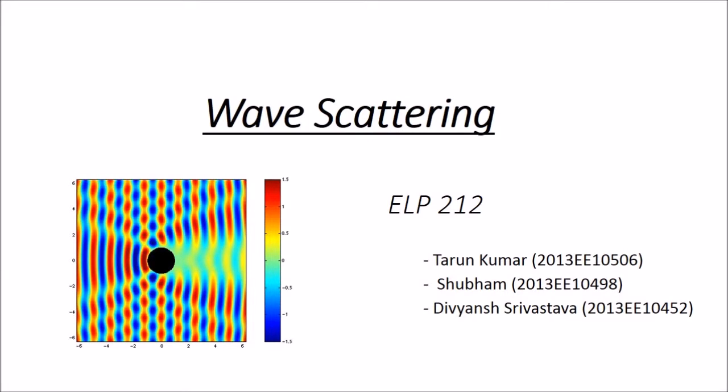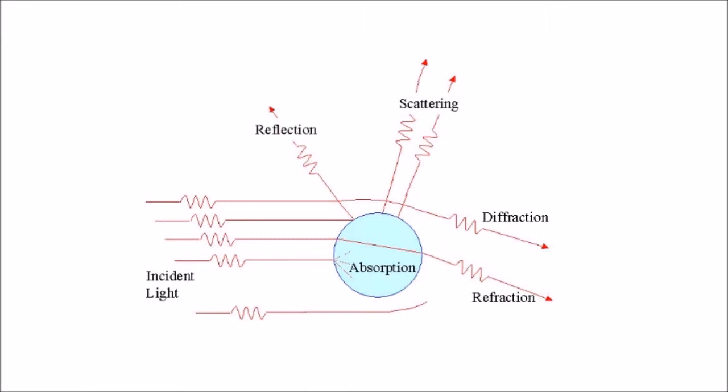The aim of this video is to understand the process of wave scattering. Scattering is a general physical process where some form of radiation, such as light, sound, or moving particles, is forced to deviate from the straight trajectory by one or more paths due to localized non-uniformities in the medium through which they pass. In conventional use, this also includes deviation of reflected radiation from the angle predicted by the law of reflection.